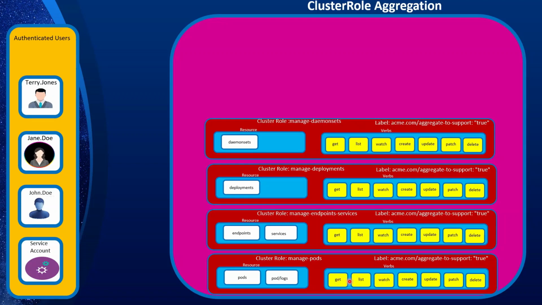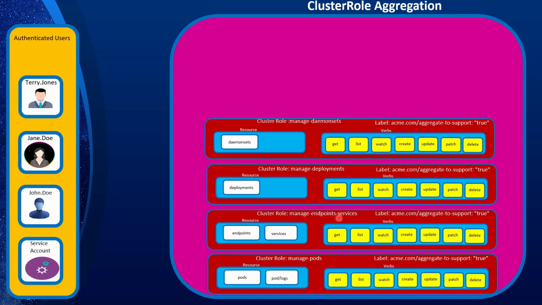And then these are the permissions, or verbs, that are assigned to these resources. So pretty much everything. And then note that we create a label called acme.com/aggregate-to-support equal to true. So we're going to create a new cluster role called support, which will inherit all these permissions and rules from these cluster roles.